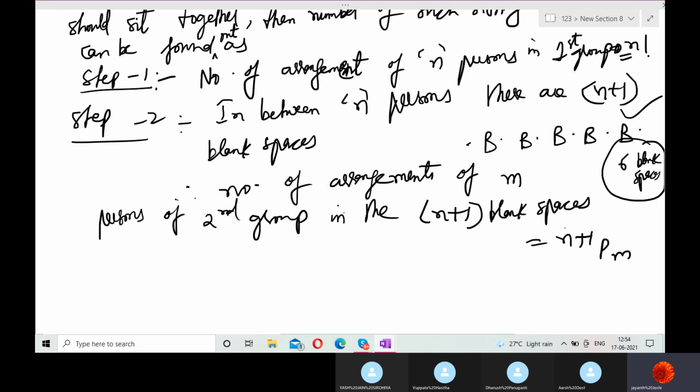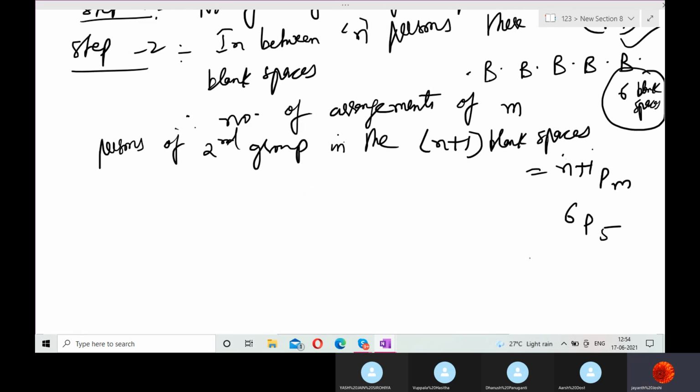That means 5 boys plus 1, that is 6 blank spaces, P the number of girls. Now I think there are 4 girls, correct? So all the boys can arrange themselves in 5 factorial ways. So 5 factorial into 6P4 ways. That is the answer. There are 5 boys I took, according to my question.